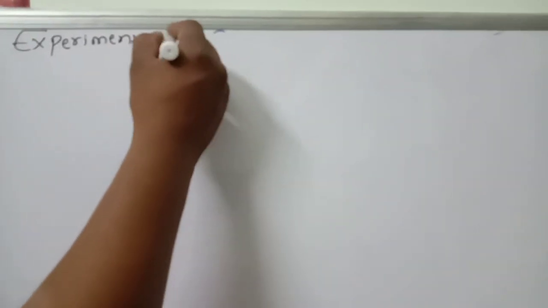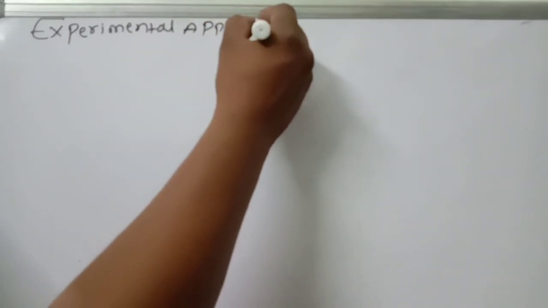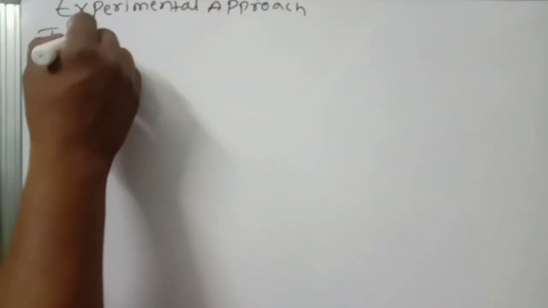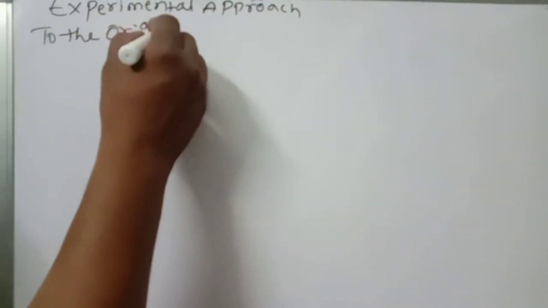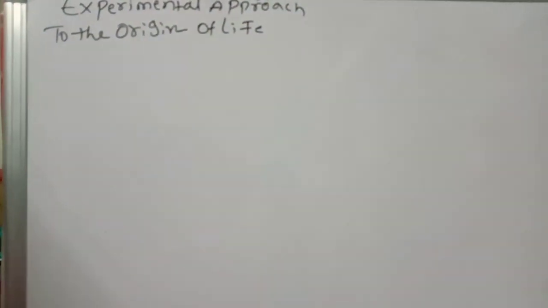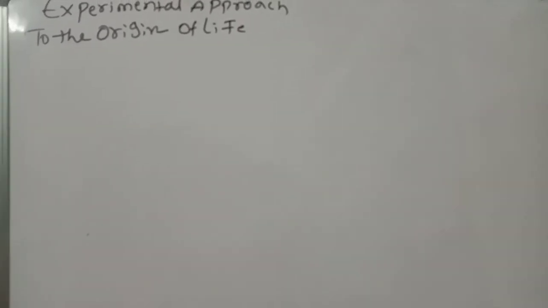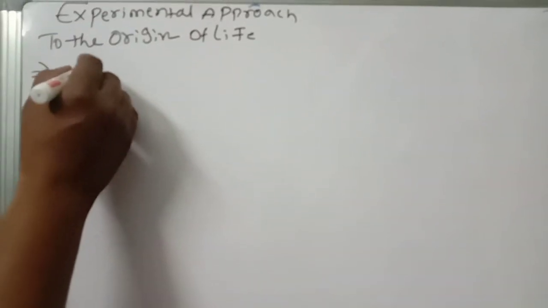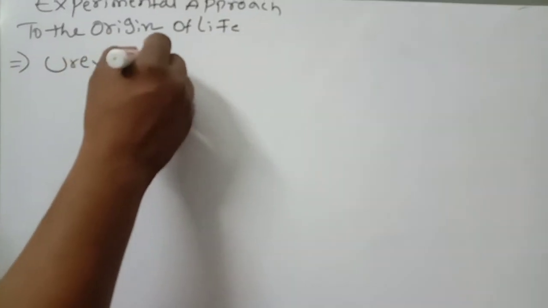So first one, Urey and Miller. Urey and Miller is the scientist. Experimental approach to the origin of life. Okay, now observe very carefully. So first, who are the scientists? Urey and Miller, these are the scientists.